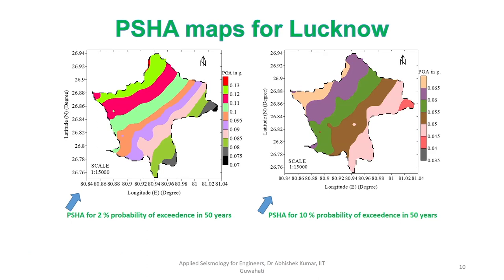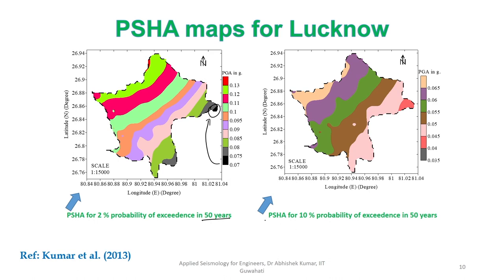One can develop a probabilistic hazard map. Here are two typical maps related to probabilistic seismic hazard analysis of Lucknow. The first one corresponds to 2% probability in 50 years. We can see in this particular location 0.07 g is the seismic hazard which has 98% probability that it is not going to be exceeded in the next 50 years.